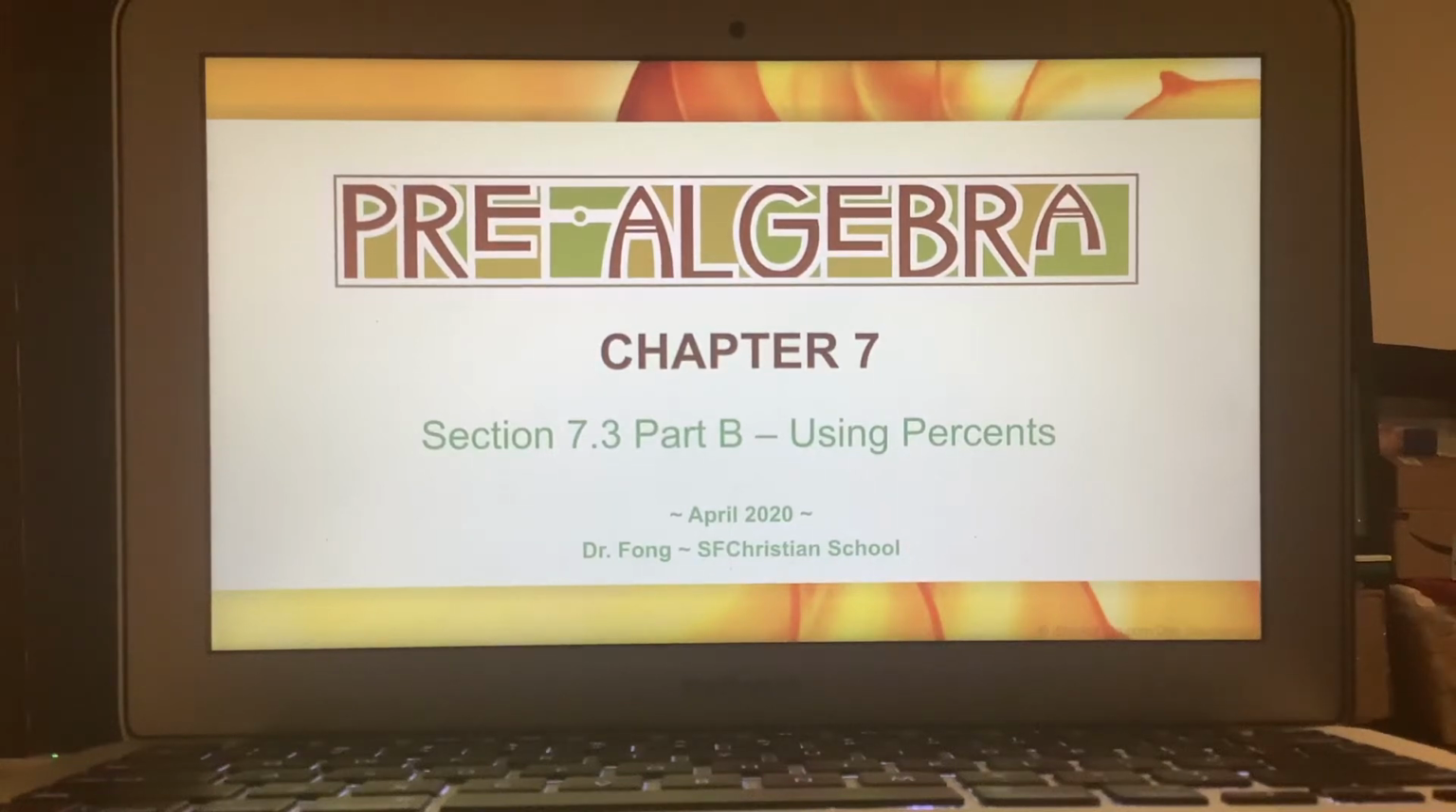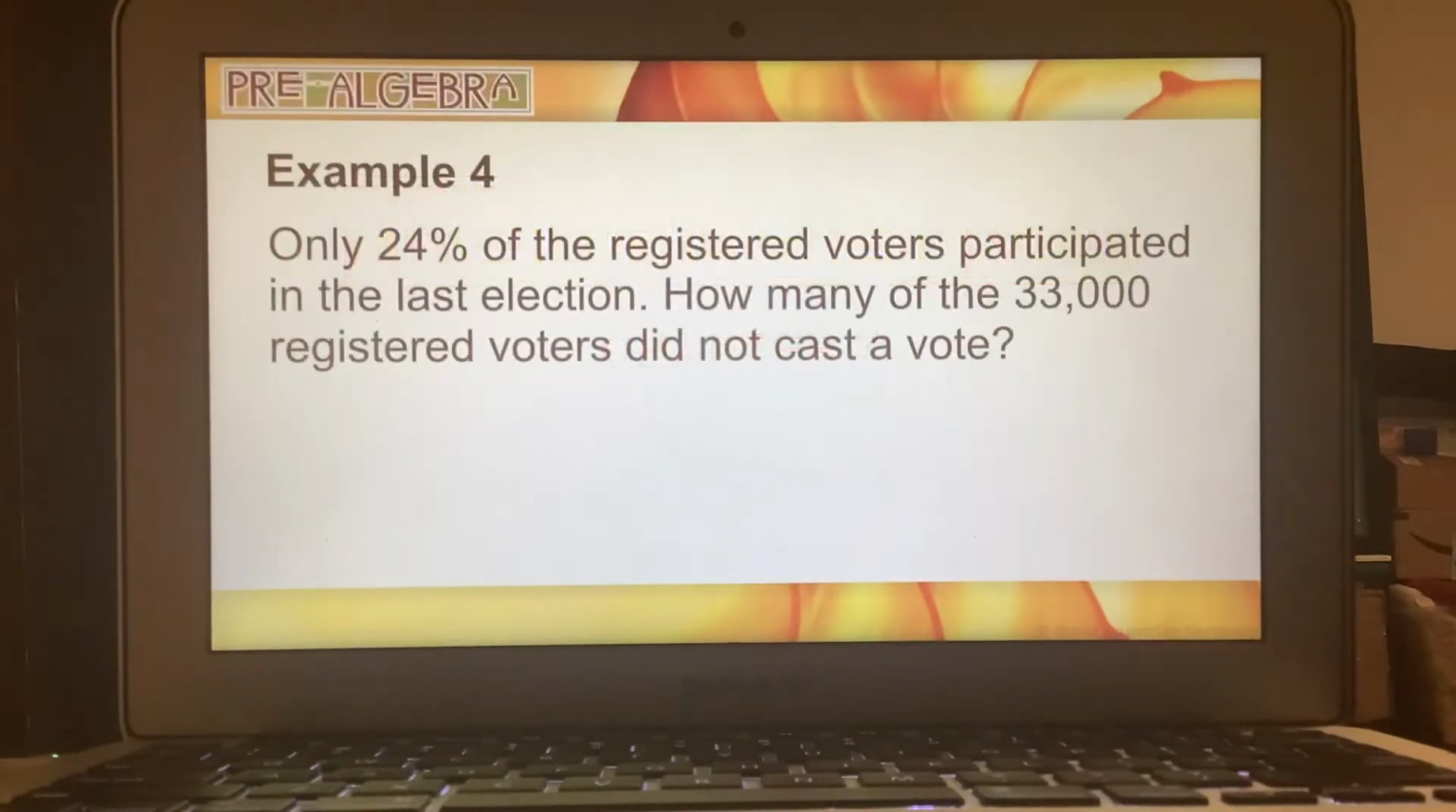All right, welcome back. We're going to continue with section 7.3 and finish up the second half of using percents to solve our word problems. All right, let's continue here. Let's say only 24% of the registered voters participated in the last election. How many of the 33,000 registered voters did not cast a vote?